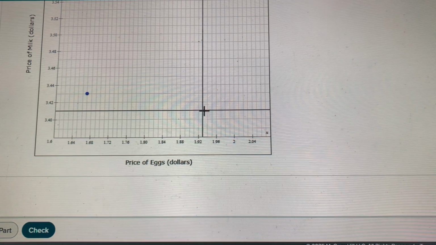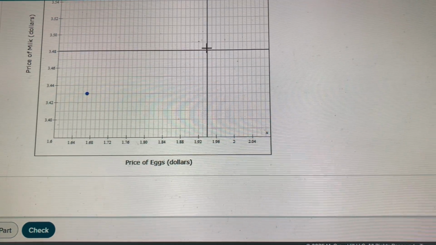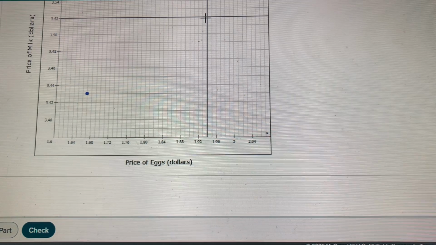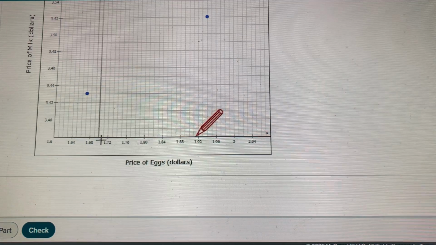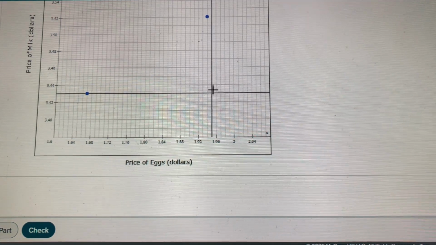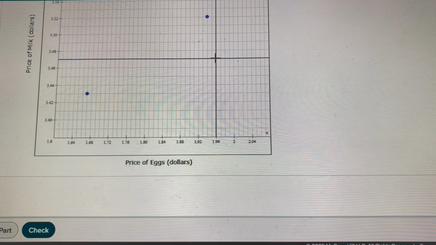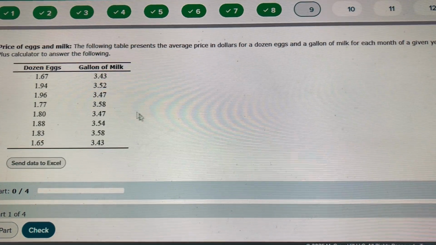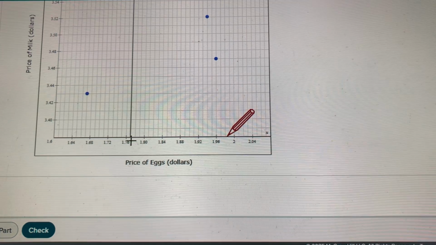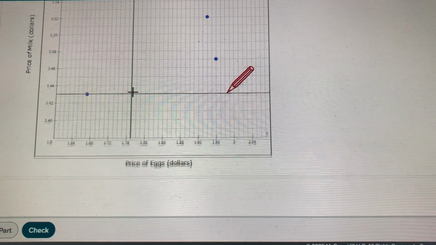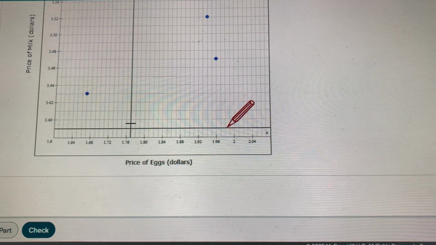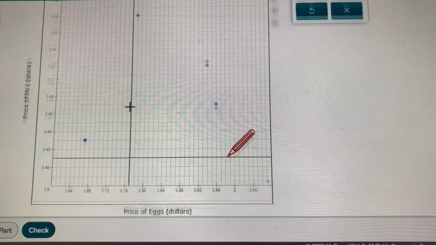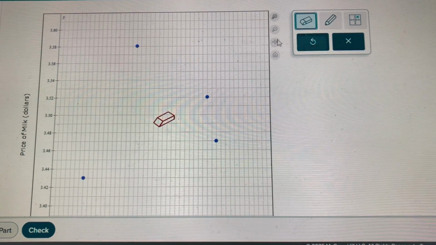194, 352. It's real sensitive to it. It slides on me real easily. 196, 347. Right there. 177, 358. Oops, I missed that one, I think. Let me erase that one. Needs to be right there.